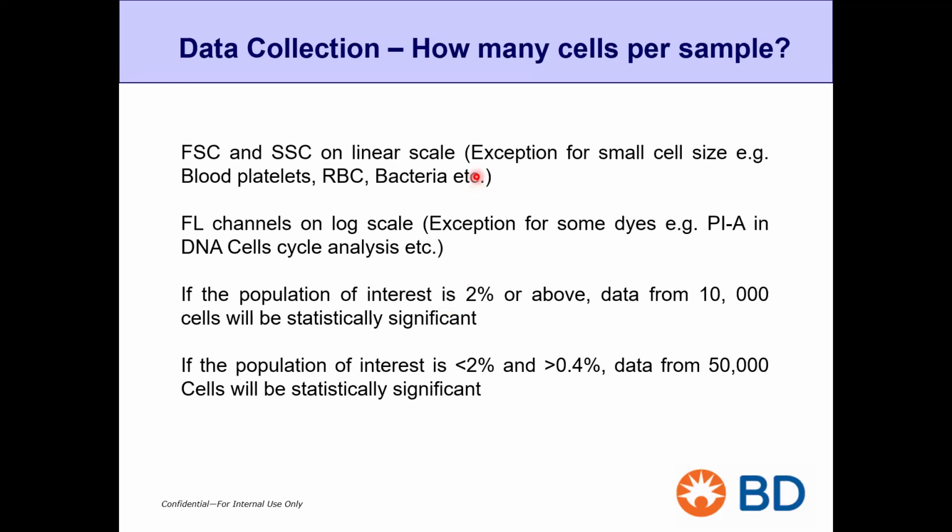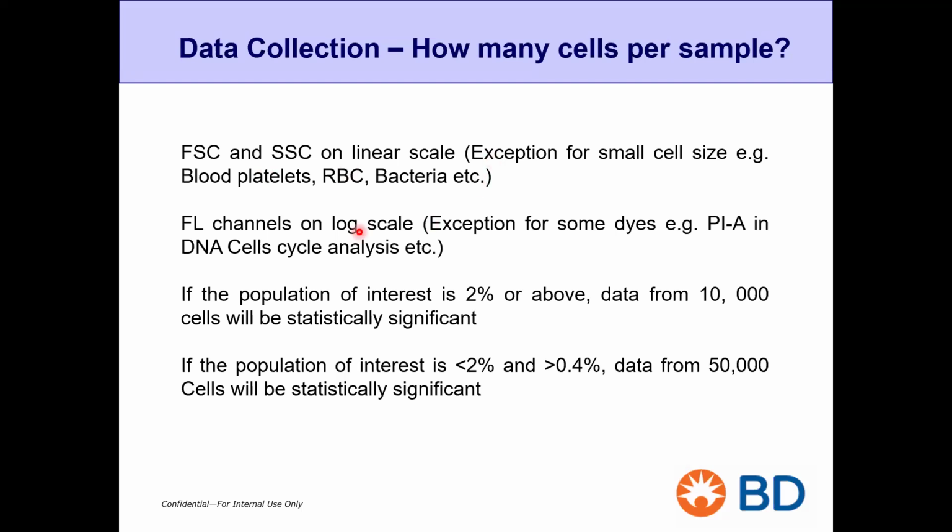Now, for FSC and SSC, when we talk about the cell size and granularity, the scaling we use is a linear scale. I'll tell you what linear scale means. But in case of blood cells like blood platelets, RBC, or bacteria, because these are very small, there you have to use the log scale.